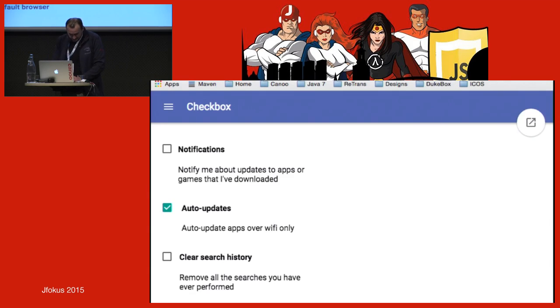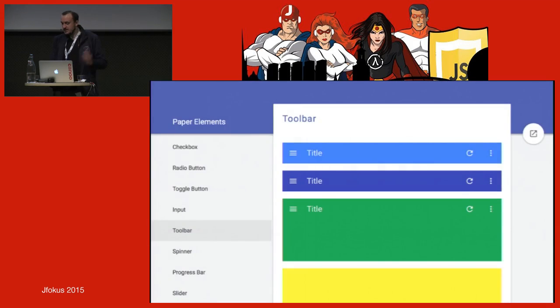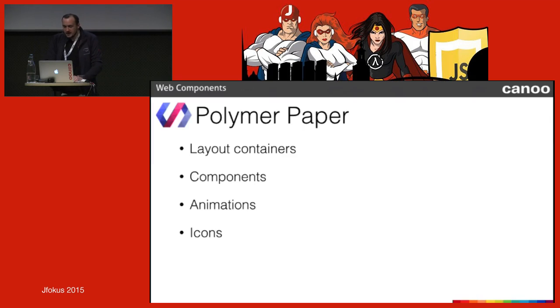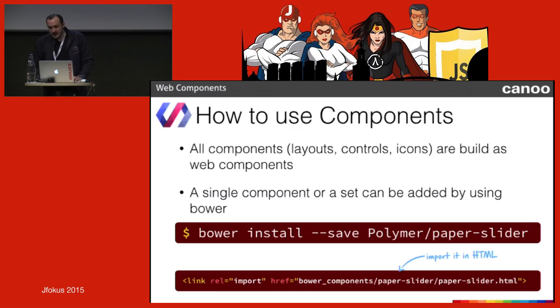There are some other examples like this one, this one. Okay, so Polymer Paper contains layout containers, components, animations, and icons. And so if you want to use it, every component is defined as a module that can be installed by Bower, and then by using the import function that is part of the web component spec and that you can use when using webcomponents.js, you can simply import any component into your website and use it.